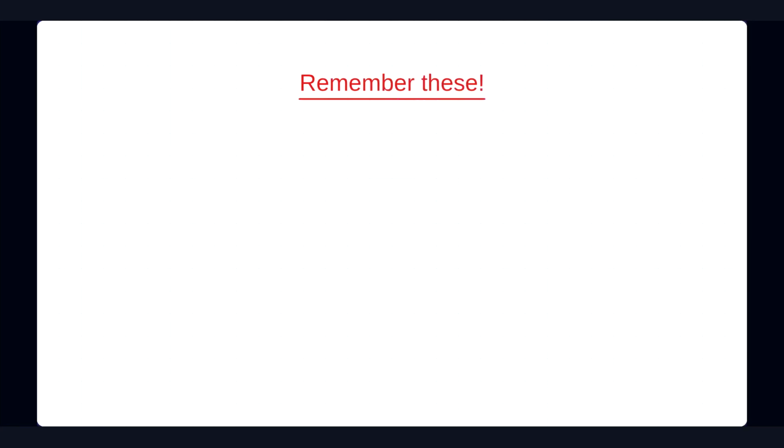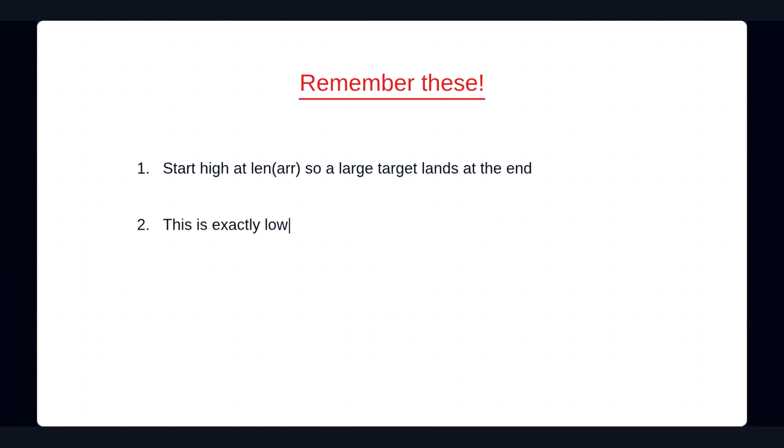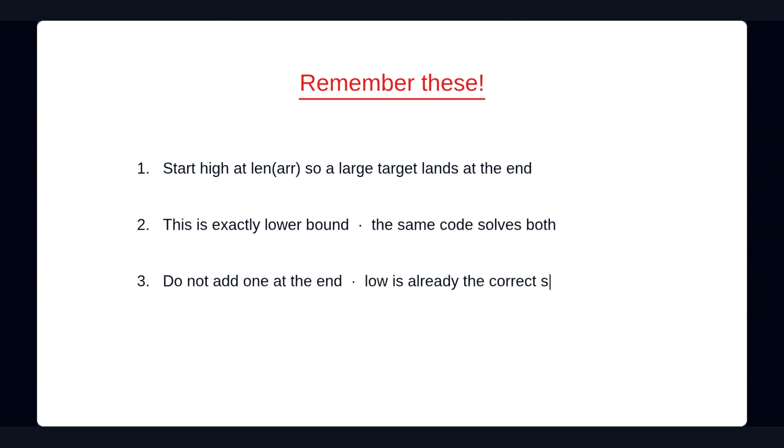3 things to remember. First, start high at the array length so a target bigger than everything correctly lands at the end. Second, recognize that this is lower bound in disguise, so the same code handles found and not found together. And third, resist the urge to nudge the answer at the end. Low is already the exact slot.